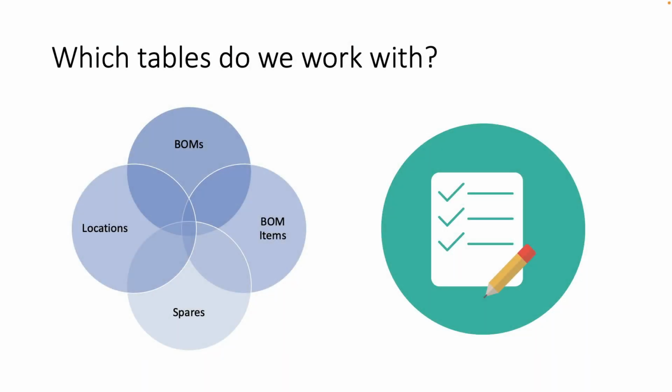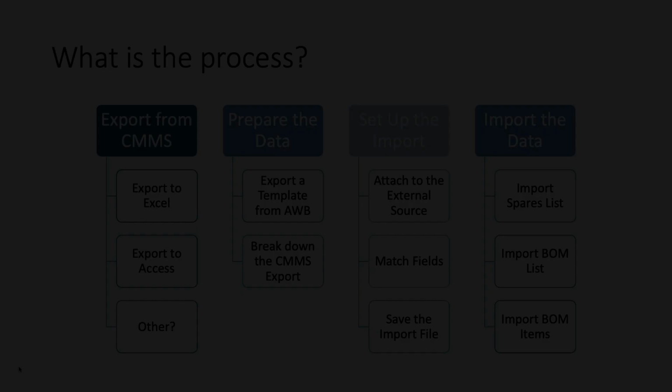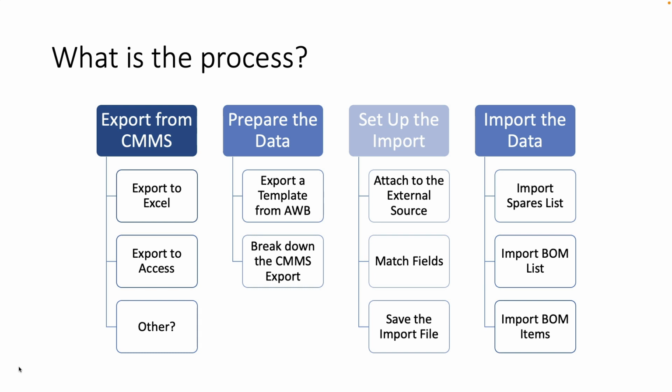The four primary tables you'll work with when doing BOMs in Availability Workbench are the BOM list, the BOM items list, the spares list, and the locations in the diagrams. The process consists of four basic steps. Number one, get the BOM information from whichever source makes sense. It can come from the CMMS, the store's catalog, or the technical data provided by the OEM.